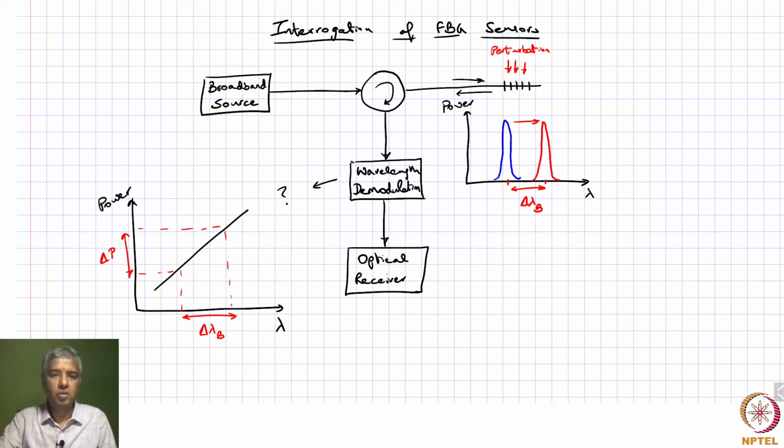But of course, you also need to be wary that you may need to cover a large range of wavelengths. If you are talking about 1000 microstrains, or if you want to go to even 5000 microstrains, then you are going to cover a larger range of spectral shift, and it should respond in a linear fashion across that entire spectral shift too. So that is the requirement as far as wavelength demodulation is concerned. Let us see how we can achieve that.